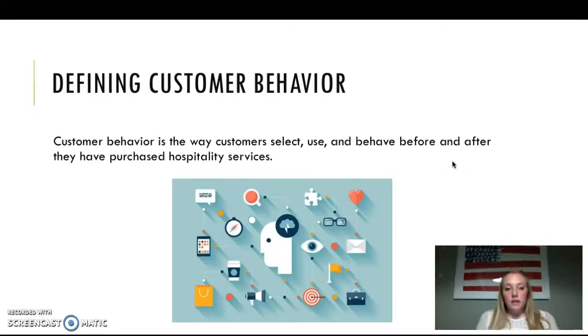So first of all, I decided to define customer behavior. Customer behavior is the way customers select, use, and behave both before and after they have purchased hospitality services. If you are in marketing, you need to know how customer behavior works in order to create a successful marketing campaign.